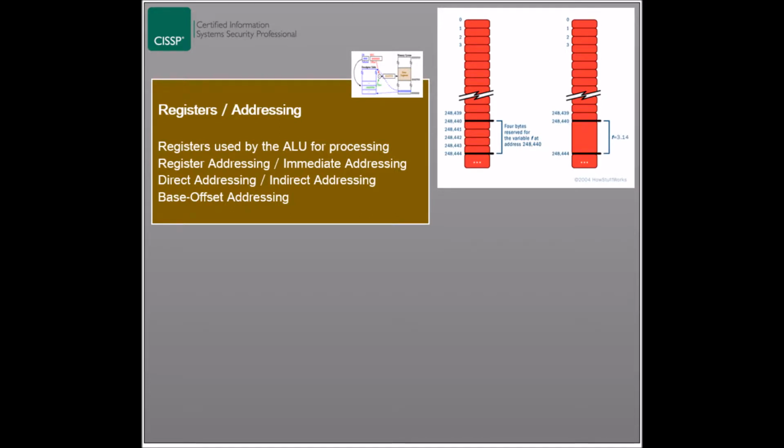Direct addressing is when the CPU is pointed to a memory address where the data is stored. Indirect addressing is where the address used contains information about another address where the data is stored. Finally, base offset addressing is when the CPU adds an offset number to the address it is given, in order to reach the real address where the data is stored.